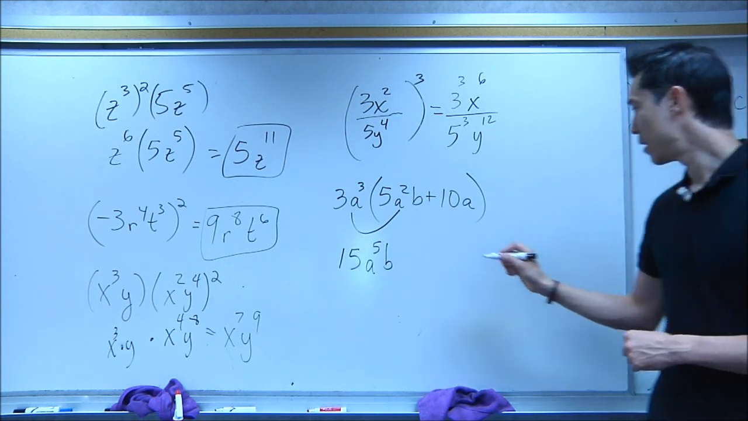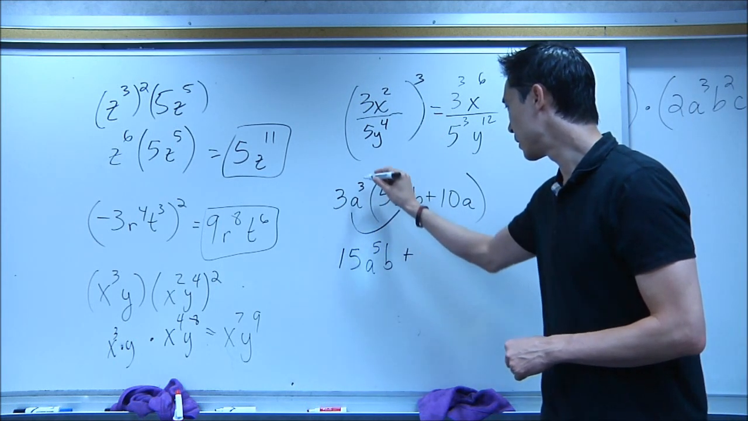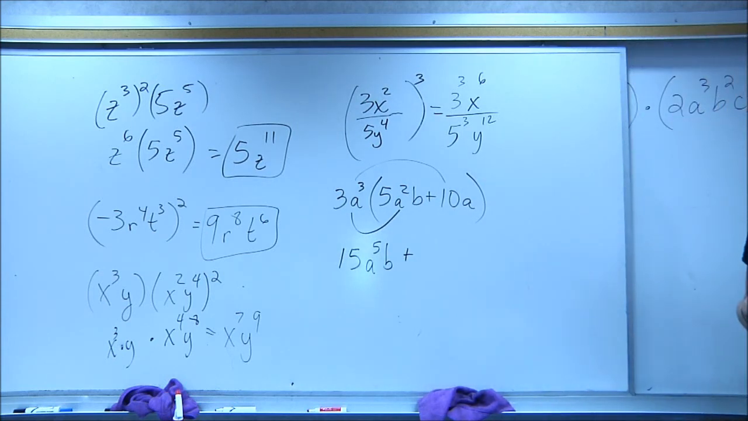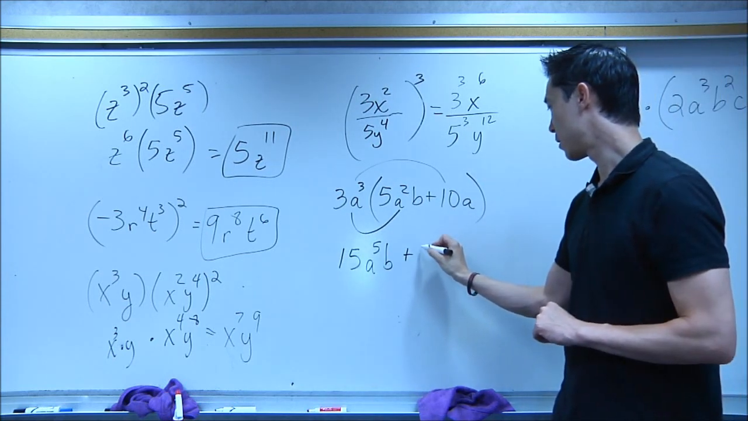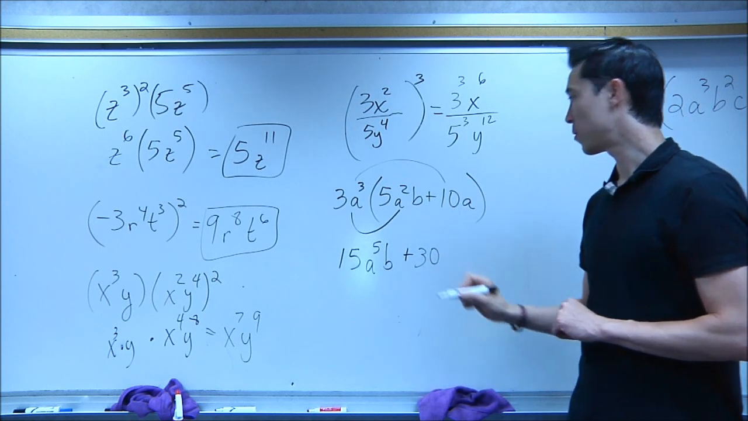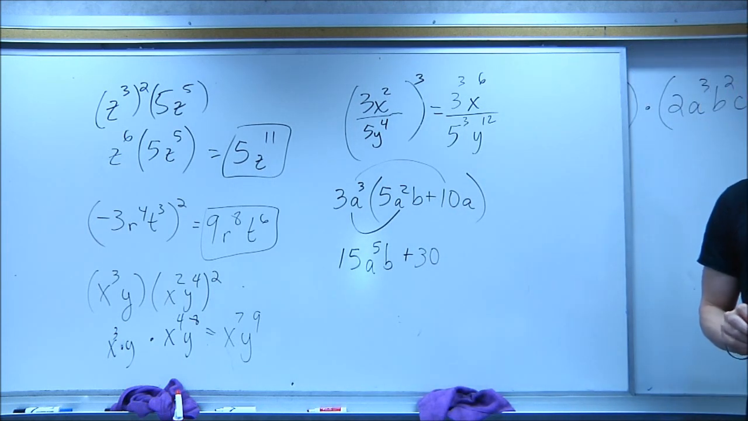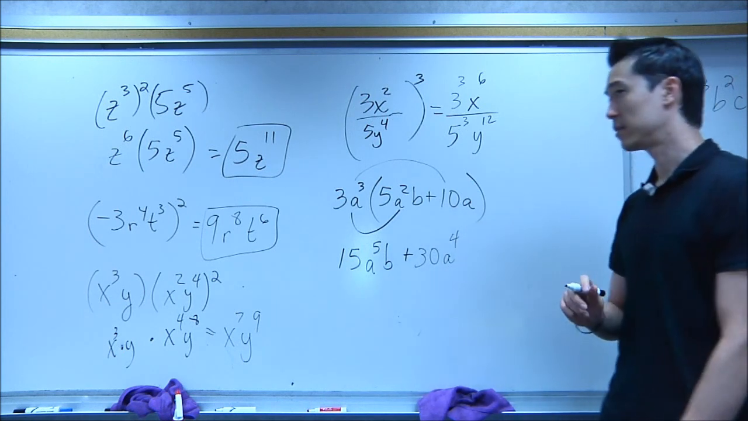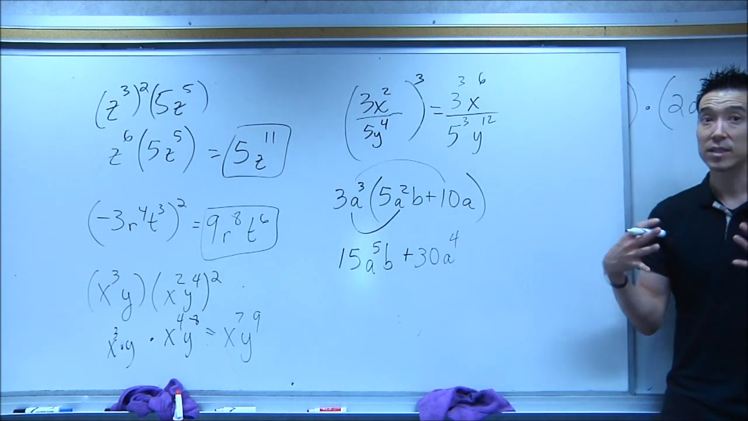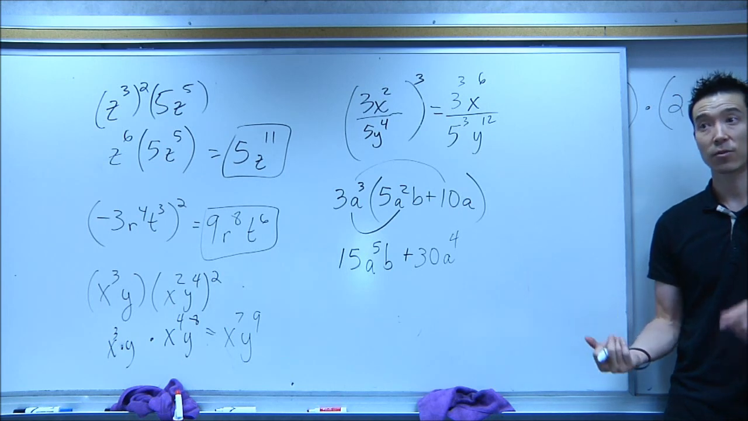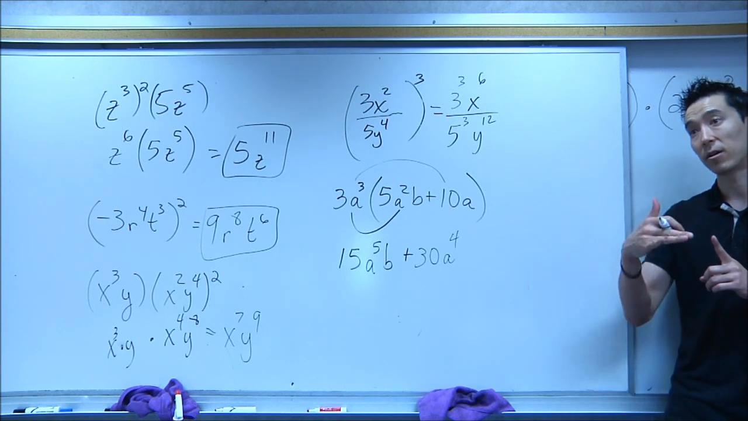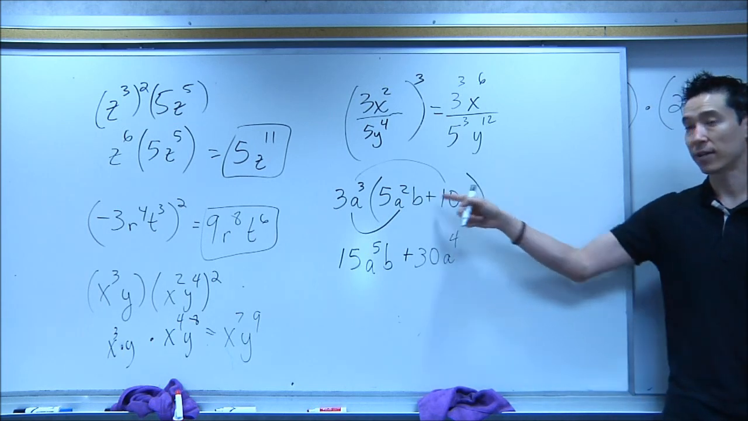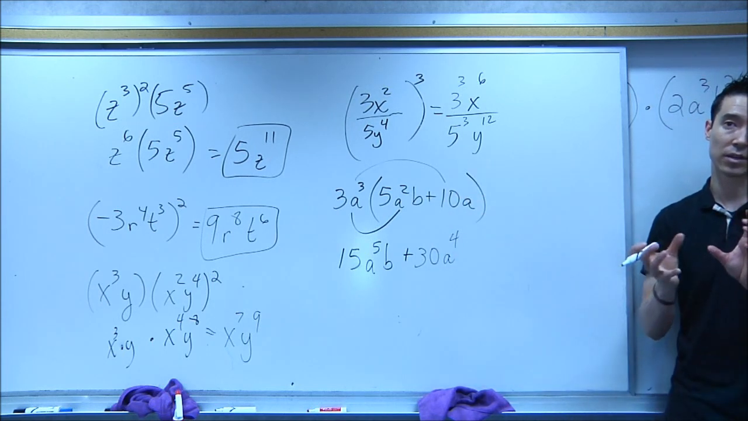Then a plus sign. And then let's do this piece times this piece. What do you get for the coefficient part? 30. And what do I get for the exponent part? A to the 4th. Exactly. Add the exponents. You should always be adding the exponents except for one case: when you have a power raised to a power, that's when you multiply the exponents. So in stuff like this, you should be adding the exponents when you combine them.